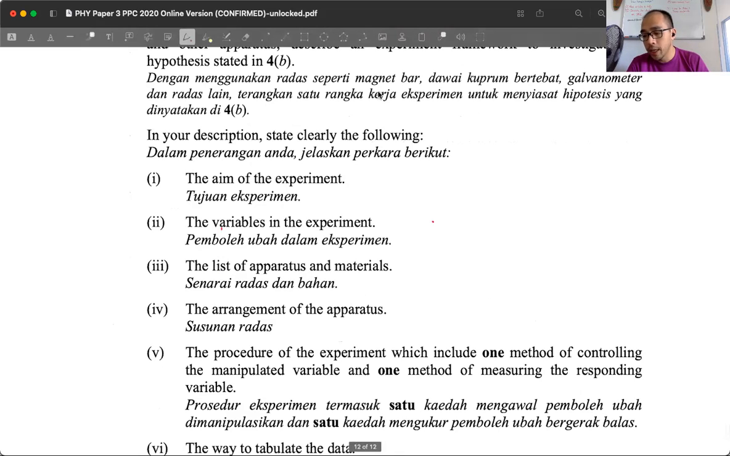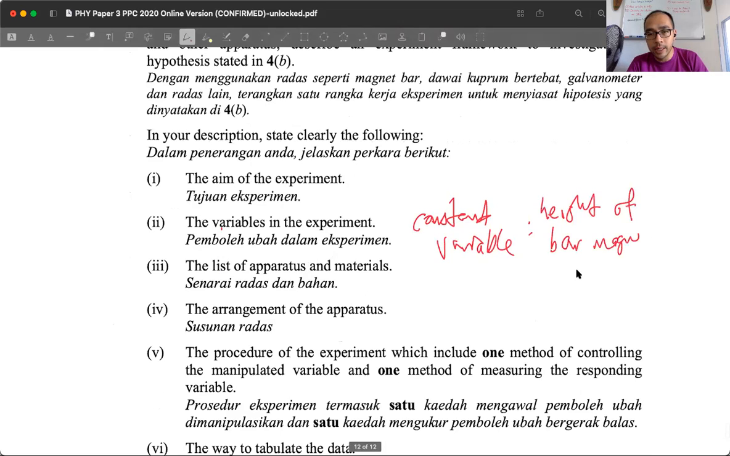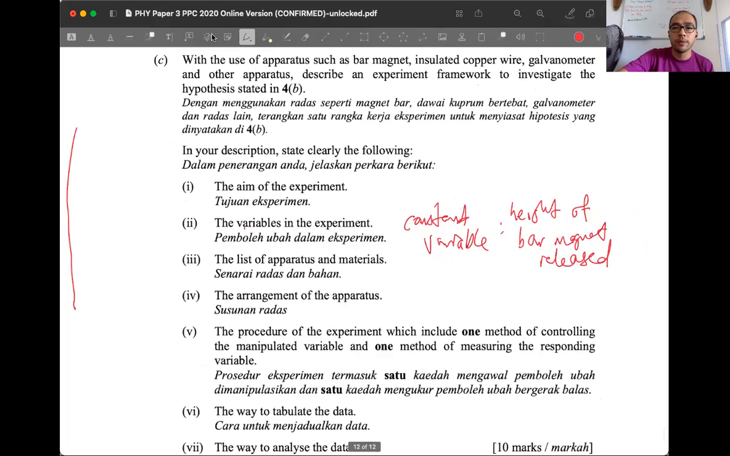Okay, the variables are given. Constant variable. If you are familiar with this experiment, which I suspect that most of you are, it should be the height of the bar magnet release. Because this is the experimental setup. So you have this. Oh no, sorry, hold on.